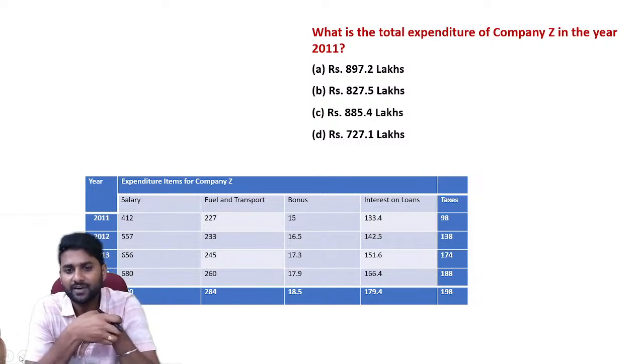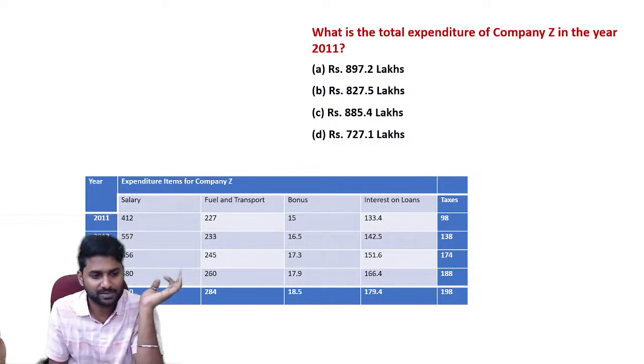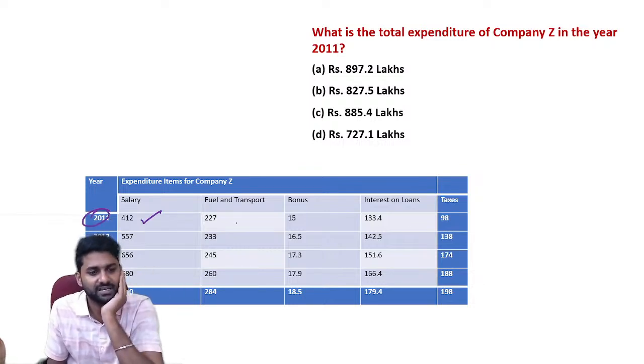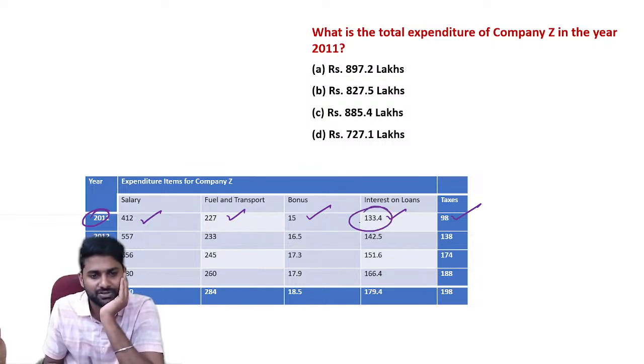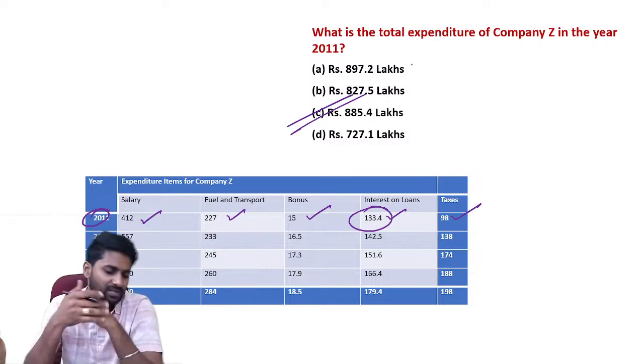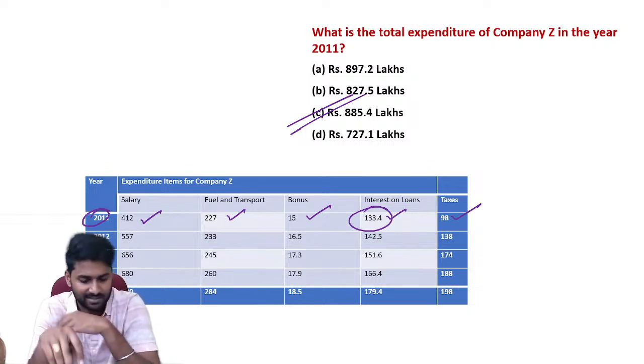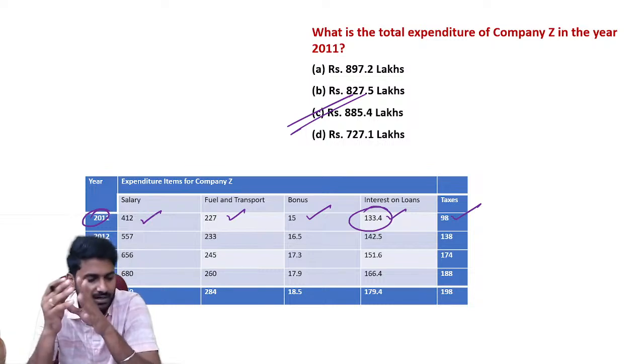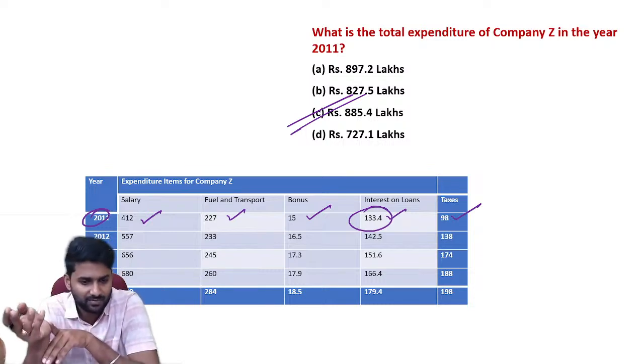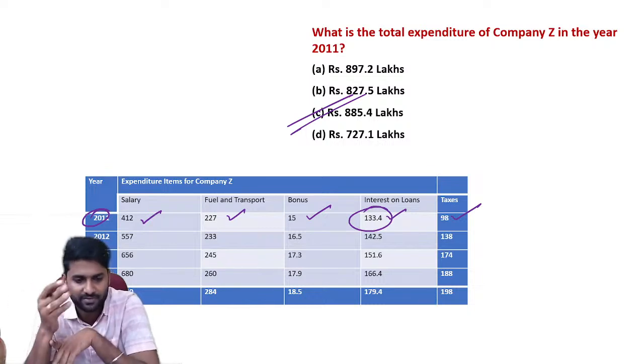What is the total expenditure of company Z in the year 2011? Total expenditure means salary, fuel and transport, bonus, interest on loans, and taxes. If you observe, definitely we require 0.4 something in the option, right? Because we don't have any decimals other than that. So you can directly choose the answer, 885.4 lakhs. Salary, fuel and transport, bonus, interest on loans, taxes are all part of expenditure, so there is no other decimal value. If we check after the decimal, we require 0.4 in the options, and we can see only one option, so directly choose the answer.